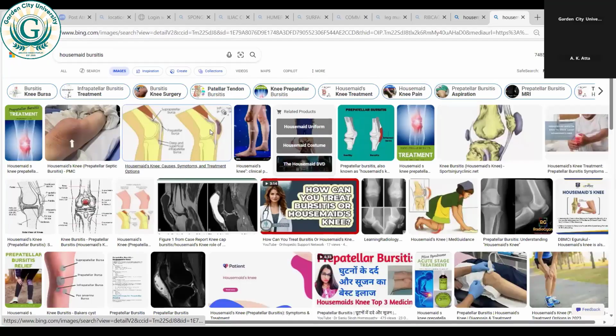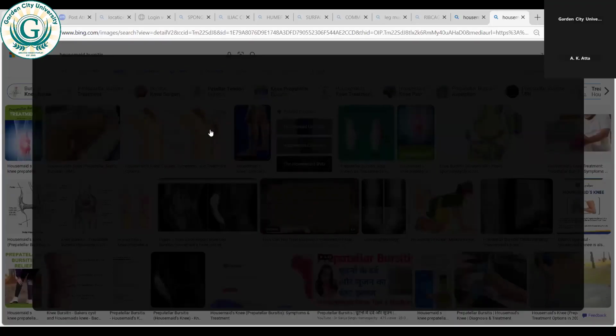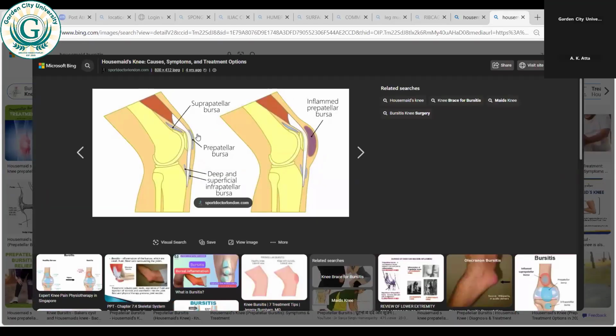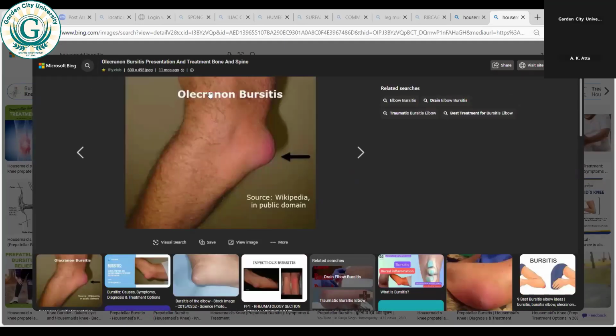So this one here is the patella. So this is a prepatellar bursa. So inflammation of this bursa is what we call housemaid's knee. So this one is olecranon bursitis. So the bursa that you find there is what is inflamed.